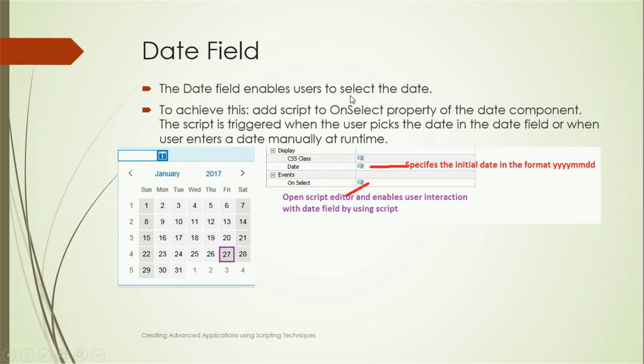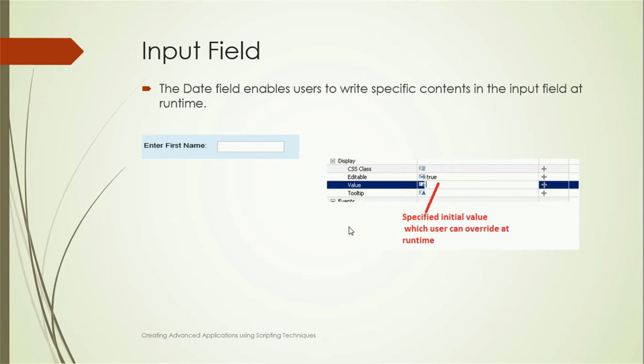Then coming to date field, this is a date field where we can give the calendar control to the users to enter the date. Suppose we need to specify a start date or end date, we can just give this component to the users to display it here. So this is the date, and when we click on this, it opens. On select, we can add some events when this date is selected, same as other components.